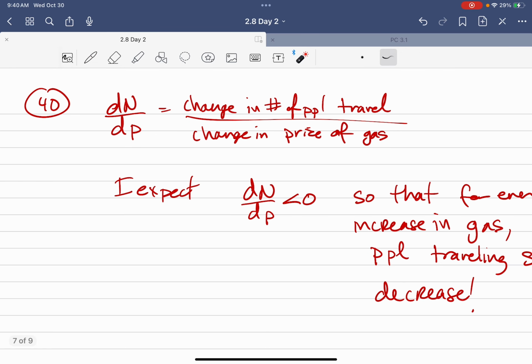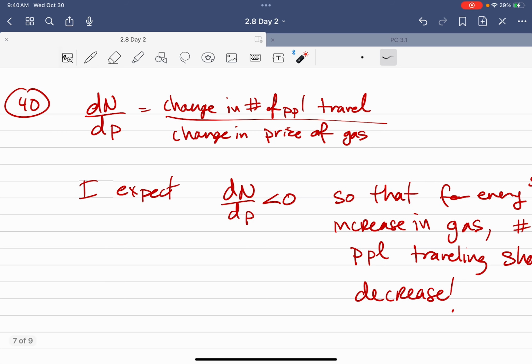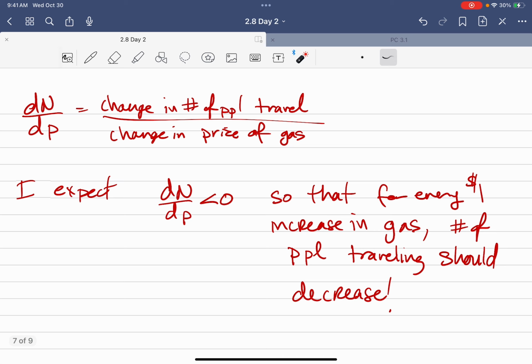Next question wants to know, if you have dn over dp, where n is the number of people that are traveling out of state and p is the price of gas, do you think dn dp is going to be positive or negative? Well, since I write it out nicely, that's the change in the number of people divided by the change in the price of gas. I would expect that dn dp is going to be negative. For every increase in gas prices, I would expect that to go down. So that's why we got the answer we got.